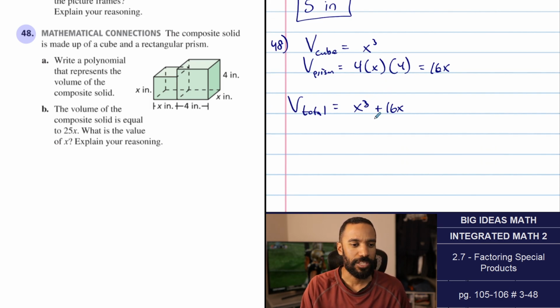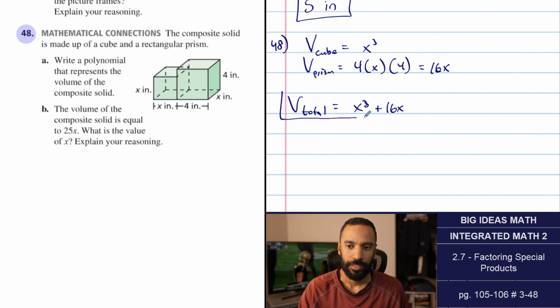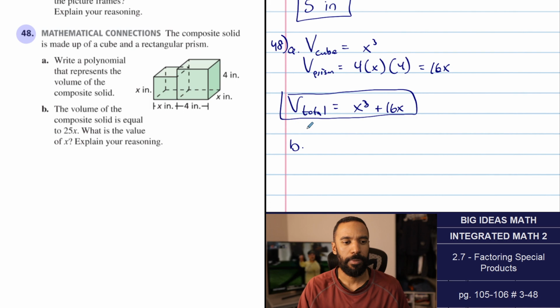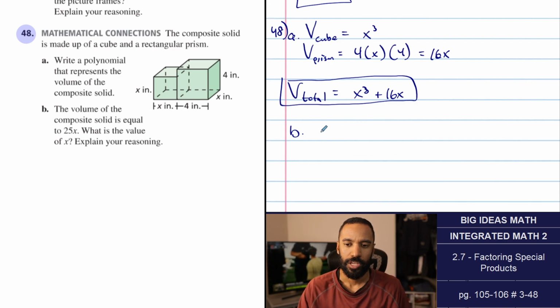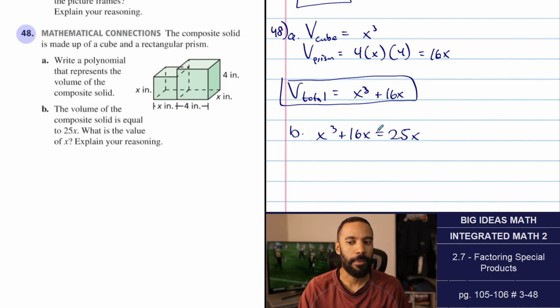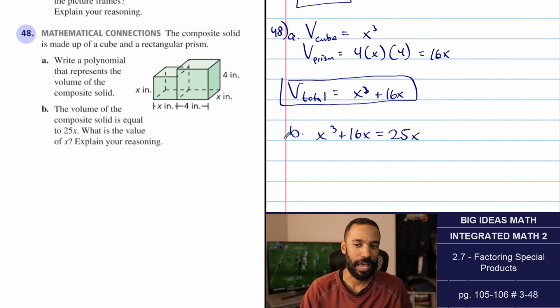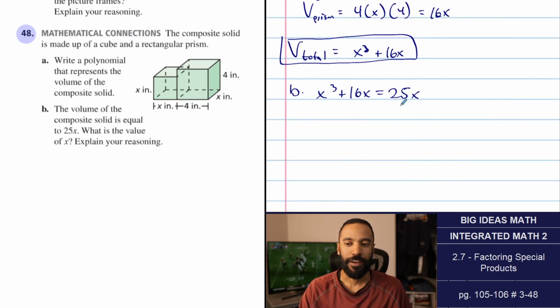The volume of the composite solid, that's part A. Part B. The volume of the composite solid is equal to 25x. What is the value of x? Explain your reasoning. So the volume of the total is 25x, so x cubed plus 16x equals 25x. It's funny because I paused for a second, not literally, but I was at a pause because I said, well, that's not a difference of 2 squares or anything like that, but it looks like this will probably be right here. If I subtract 25x over, I'll get x cubed minus 9x equals 0.